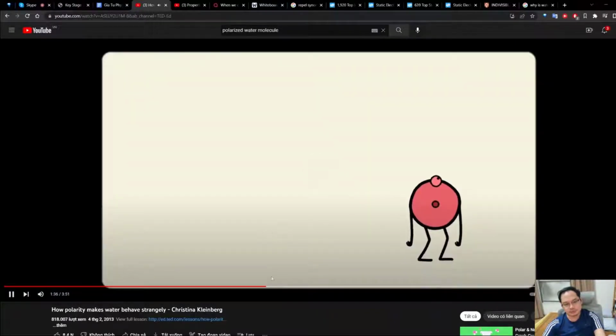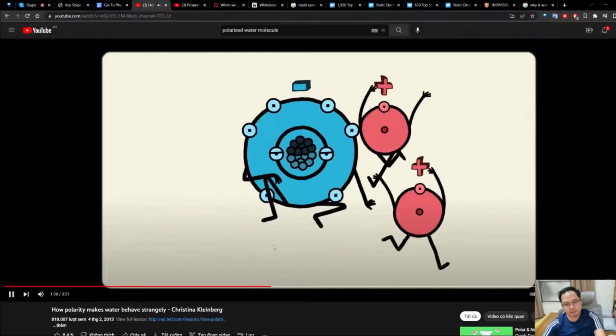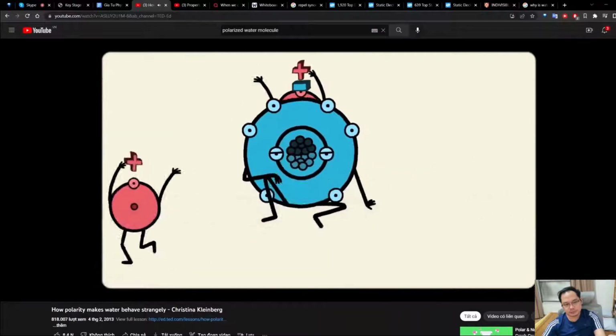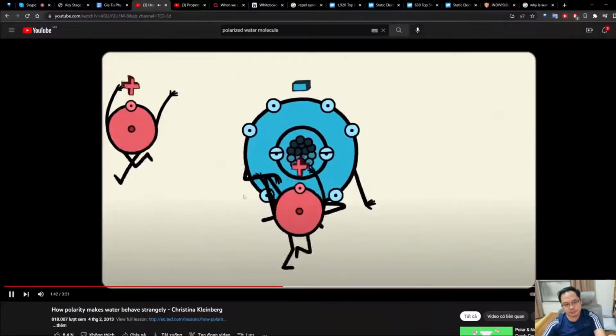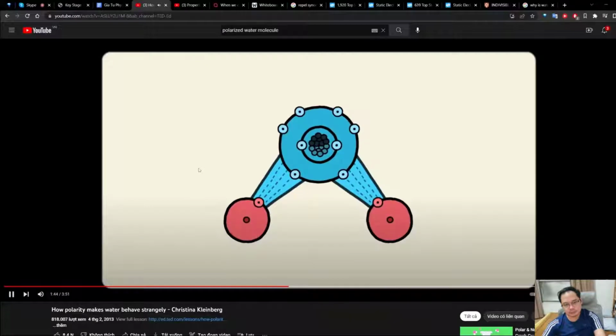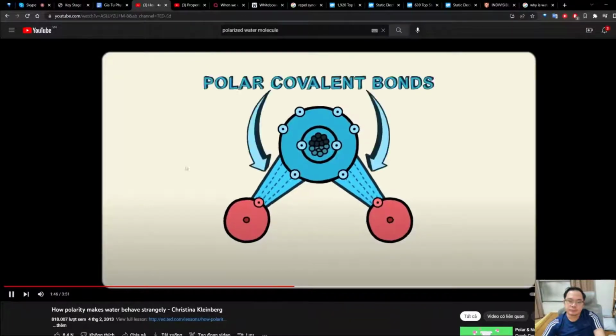A share of electrons. So the oxygen in water behaves as though it is negative, and the hydrogens behave as though they are positive. The bonds within a single water molecule are called polar covalent bonds. It is called a covalent bond. Covalent means that the electrons are shared, meaning the oxygen atom will borrow two electrons from the two hydrogen atoms.